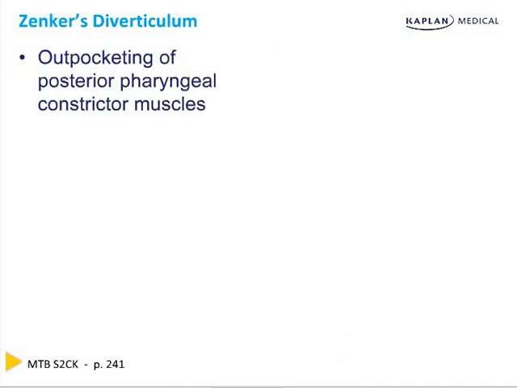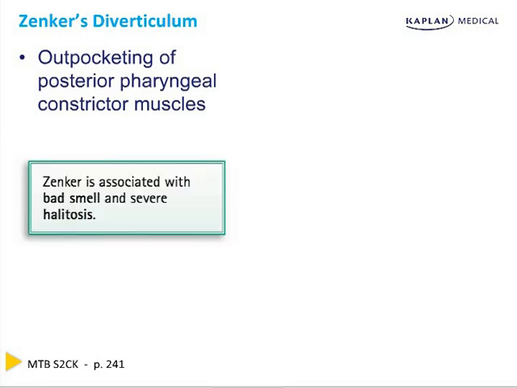A Zenker's diverticulum is the only true diverticulum of the esophagus. It involves every layer. It's an outpocketing of the posterior pharyngeal constrictor muscles. The patient will state that he has dysphagia. His loved ones will complain that he has severe halitosis and regurgitates partly digested foods. Another common presentation is a patient who presents with recurrent right lower or right upper lobe pneumonias. This is from chronic aspiration.